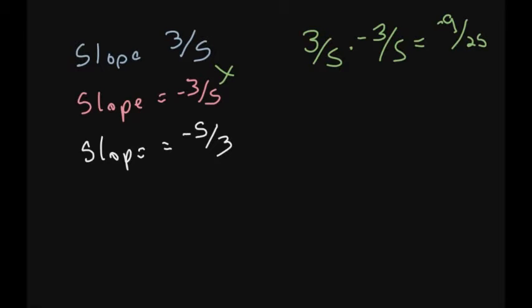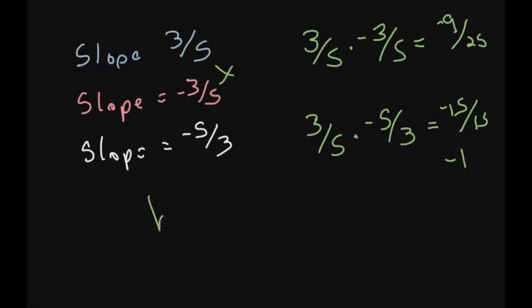So next we're going to look at 3/5 times negative 5/3. 3 times 5 is 15. Positive, negative make negative. 5 times 3 is 15. Negative 15 divided by 15 equals negative 1. So this one is perpendicular. So the blue one is perpendicular to the white one.